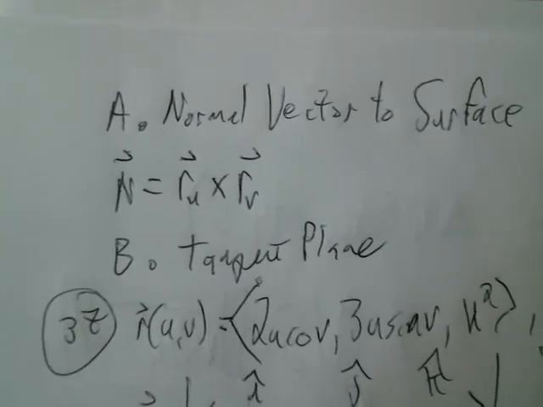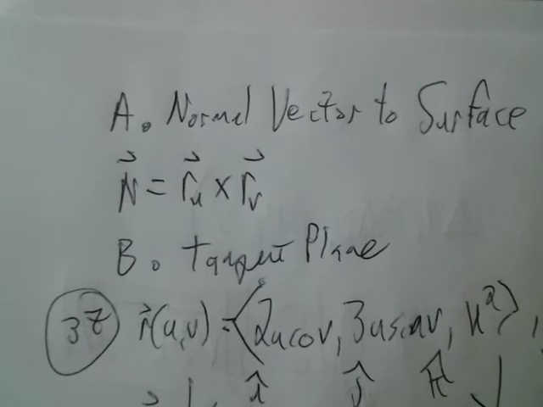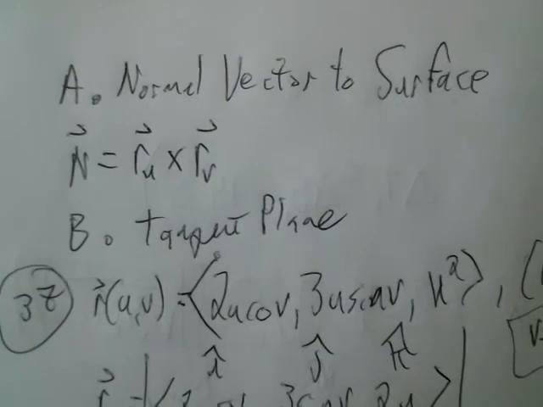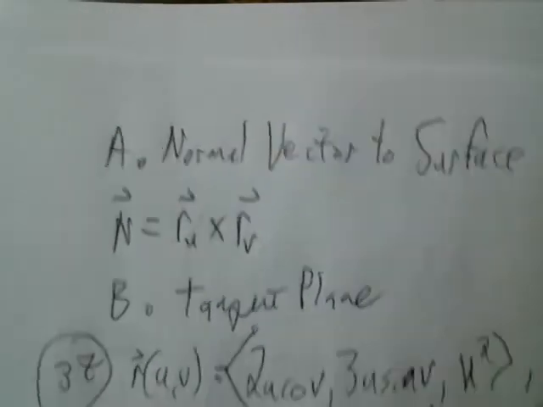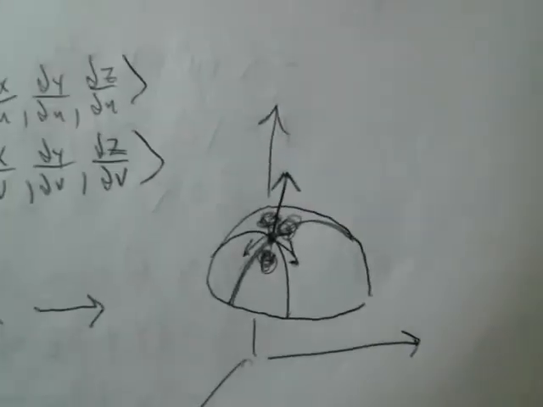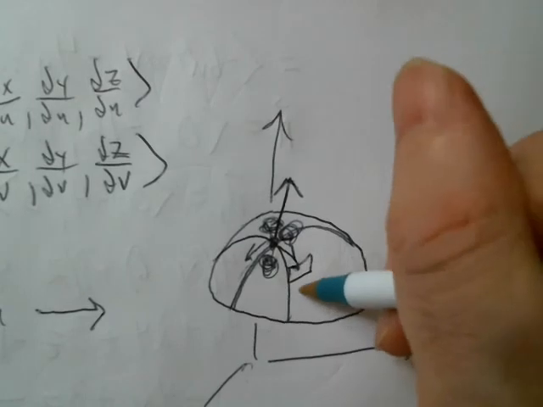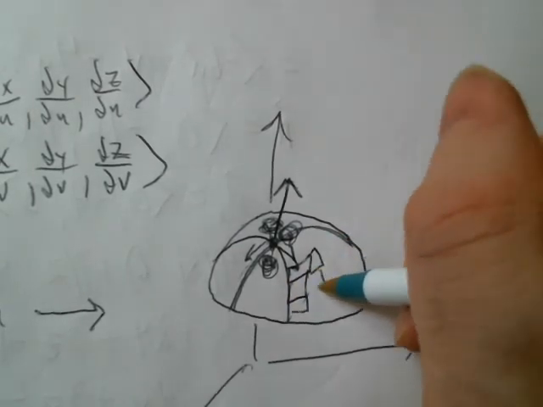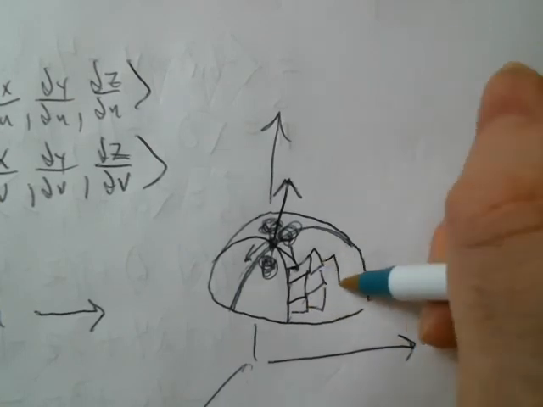So given a parametric valued equation for a surface, we can go ahead and find a tangent plane to the surface. So if we can find tangent planes, then the next step is to section up one of these surfaces into a bunch of little tangent planes, and then add up the areas of all these little tangent planes, and that will give us the surface area.